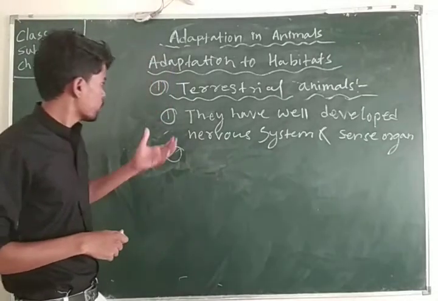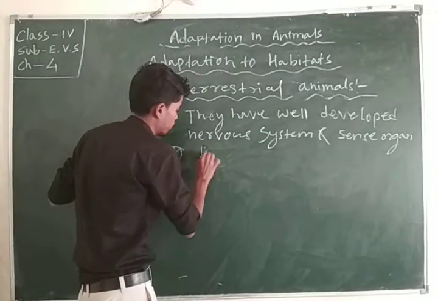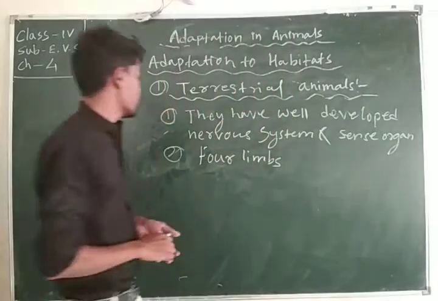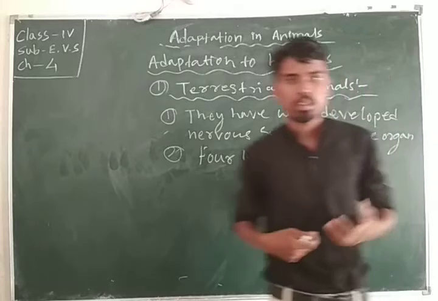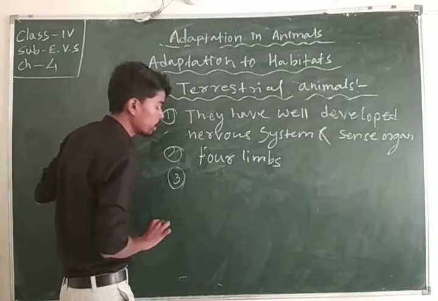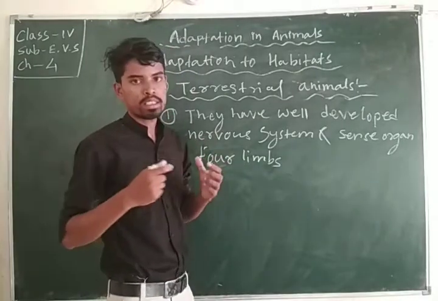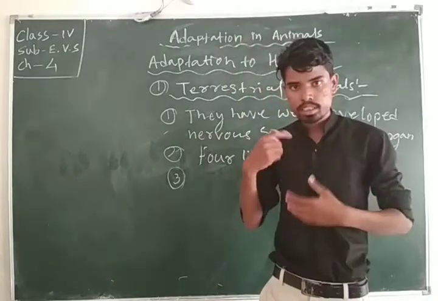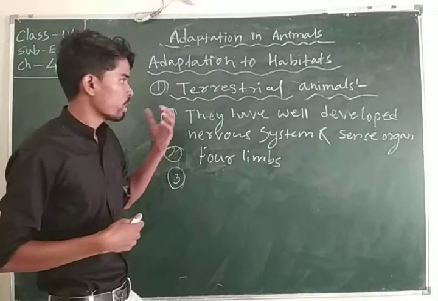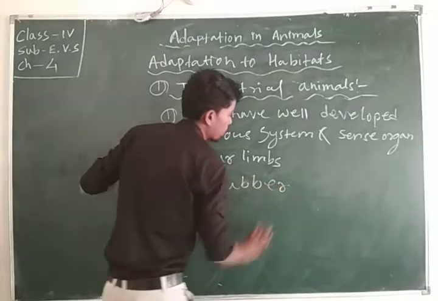Terrestrial animals have 4 limbs. Next, they are covered with fur, the hairy structure of these animals. In the case of animals like the polar bear and penguin, they have a thick layer under the skin that helps to maintain their body heat. That is called blubber.